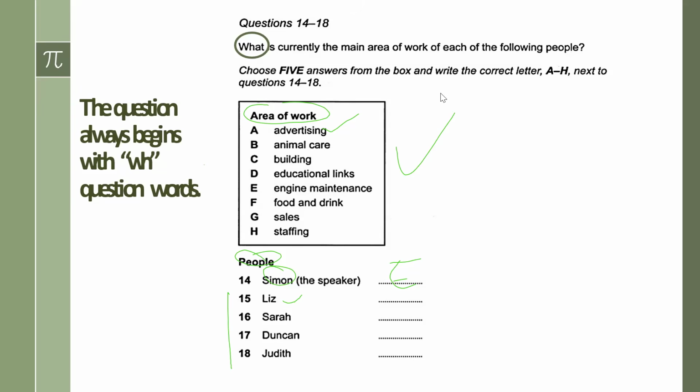Okay, so now what he talked about, the short talk was about what? It was more about workers. Clear? So what do you think, if the talk is about workers, what can be the right answer? Advertising, animal care, staffing, what can be the right answer? Staffing. Staffing is related to workers. Excellent. So I can write what? H.